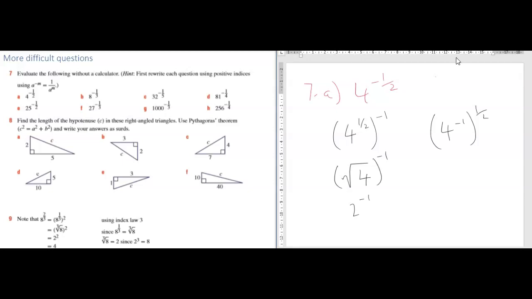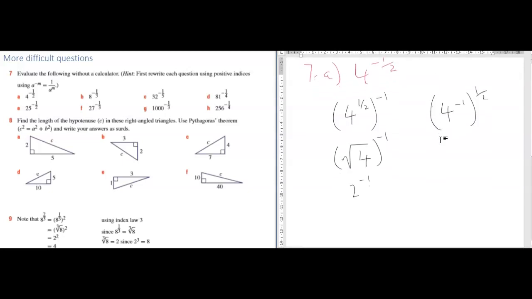Now, 2 to the negative 1, just always think this is the same as 1 over 2. So when it's to the negative power, we just take the reciprocal. So it's a half. And that negative 1 now becomes a positive 1, so it's 2 to the power of 1, but we don't usually write 2 to the power of 1. So 4 to the power of negative a half becomes a half.